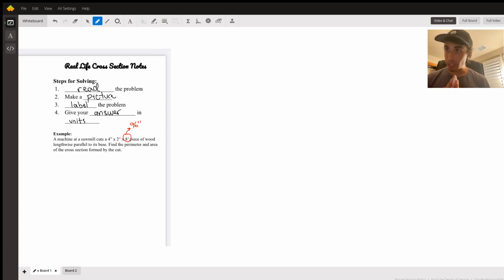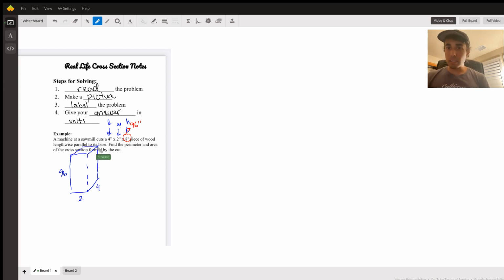Whenever they give you dimensions, and it's something by something by something, that is going to be length, width, height, in that order. So we've got our length, our width, and our height. I'd say my width is 2 inches, my length is 4 inches, and then my height would be the 96. That last one is the height.